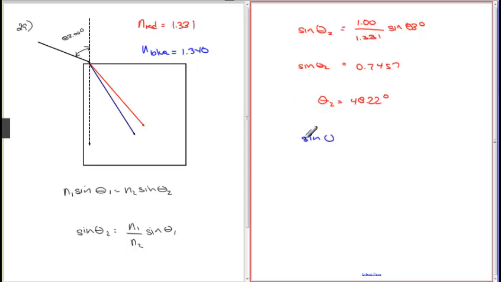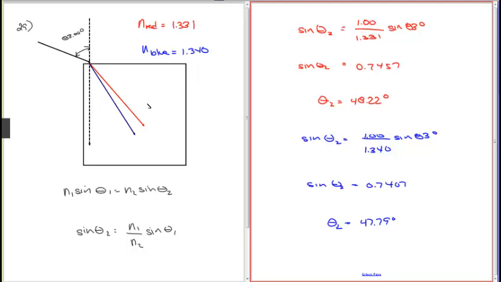And for blue, the only thing that changes is the index of refraction. We go 1.340 times the sine of 83 degrees. Sine of 83 divided by 1.340 is 0.7407. And if we take the inverse sine of that, we get 47.79. So let's see if I did that correctly, which I think I did.